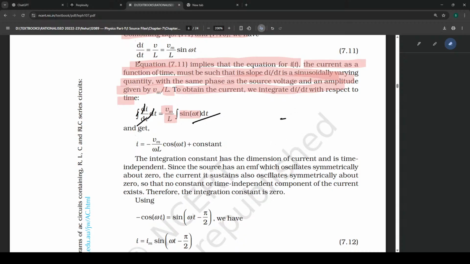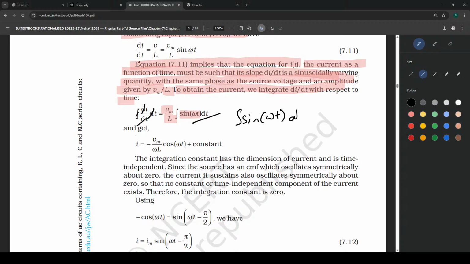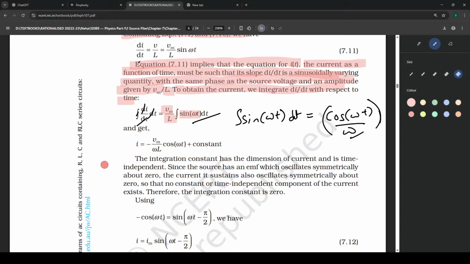Now if we take the integration of sine omega t dt, we get minus cos omega t by omega. It is something similar to the chain rule in differentiation, where we get omega in the numerator in case of differentiation, but here we will get omega in the denominator. That is how we got this, and basically just some placement here, where instead of writing omega below cos omega t, they wrote it beside L, as omega L.